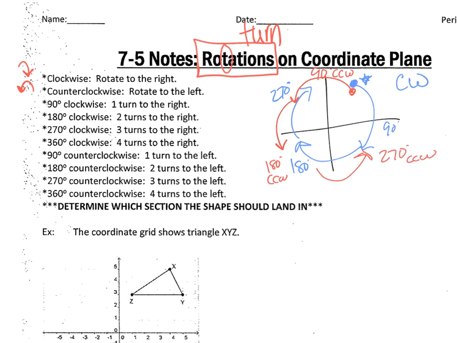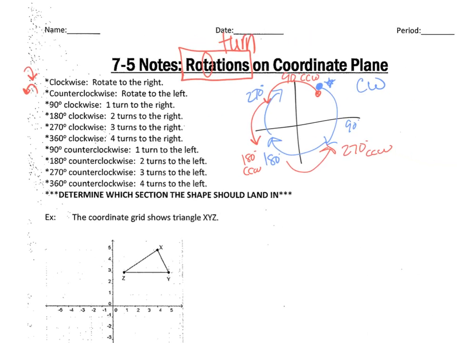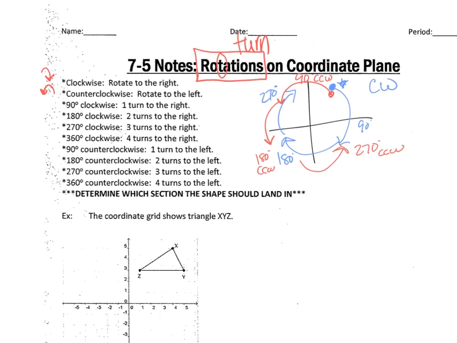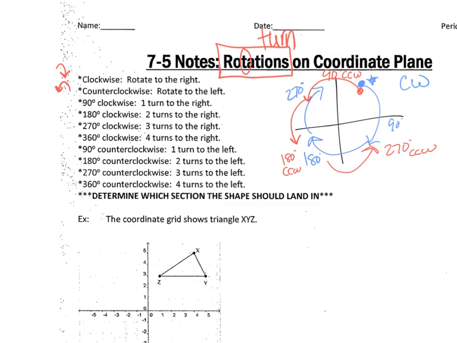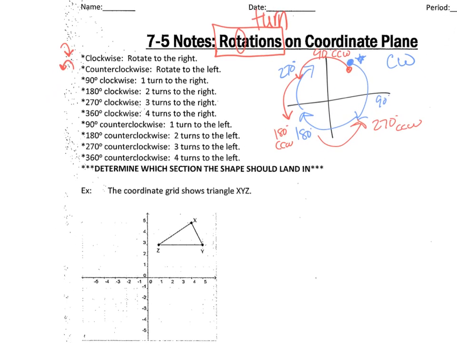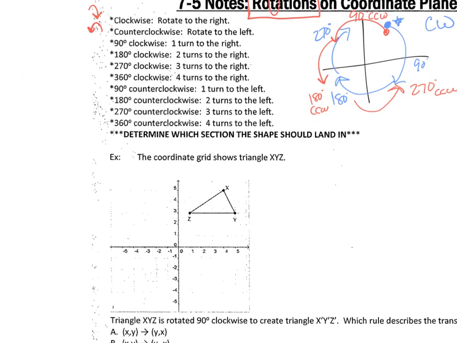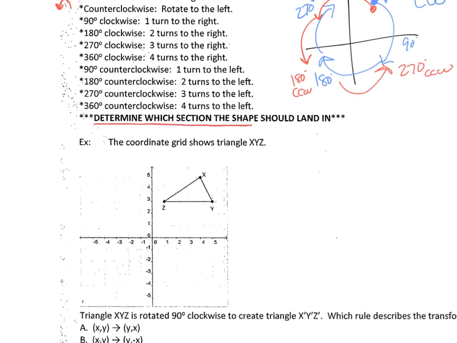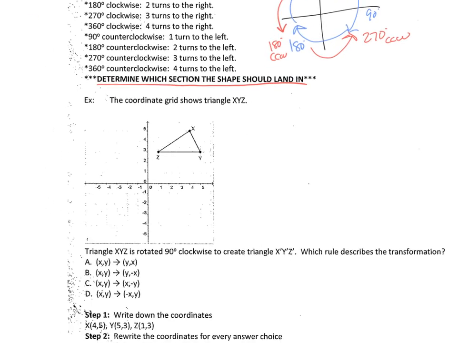Okay. You can go back and look at the other rotations notes and look at the rules. This is going to be more looking at the graphs. Okay, so the other one was the rules. If you want to remember the flip, don't flip, that's perfect. I would study those and write those down. And then this is the graph version. So you can determine which section the shape should land in, kind of like we did on reflections.